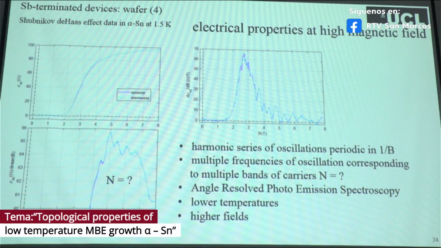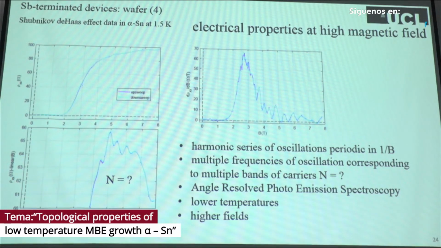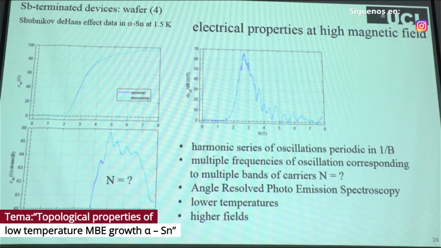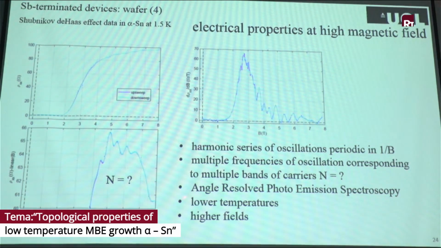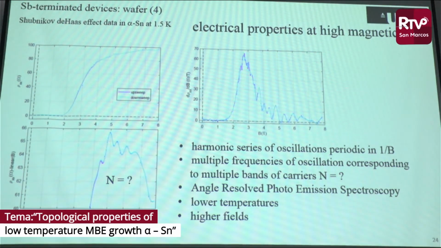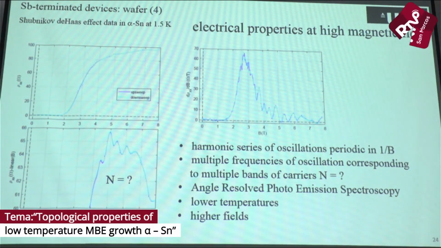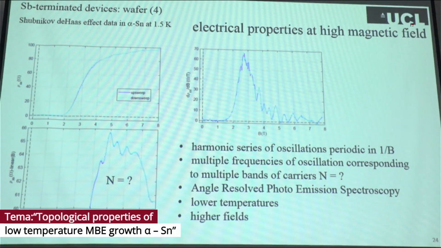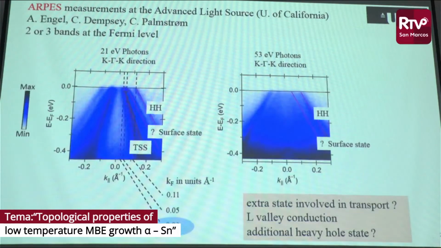We wanted to see something from the surface, something from the bulk, and possibly, depending on the strain in the system, whether we have a Dirac semi-metal. We could Fourier transform this. That would pick out the number of frequencies in the system. We can also compare with angle resolved photoemission. We can also compare with lower temperatures. It might be that at lower temperatures these oscillations are better defined. It also might mean that the metal insulator transition in the substrate, in indium antimonide, is better defined. And obviously higher fields would be useful for these measurements.